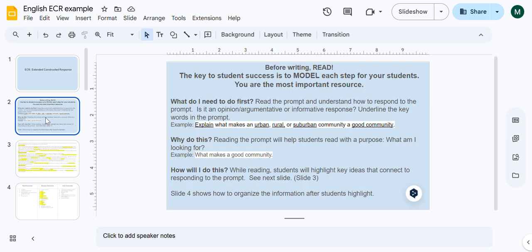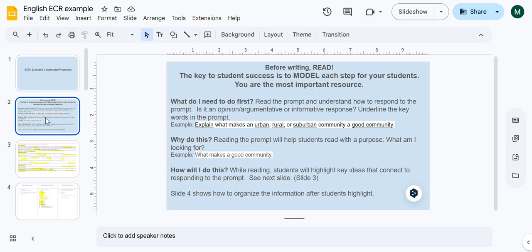First, read the prompt and understand how to respond to the prompt. Is it an opinion, argumentative, or informative response? Underline the keywords in the prompt. And I tell my students, read the prompt until you understand what it's asking you to write about. So an example: explain what makes an urban, rural, or suburban community a good community. This was the prompt that they used on Unit 1, 3rd grade in social studies. So this was what the students needed to write about.